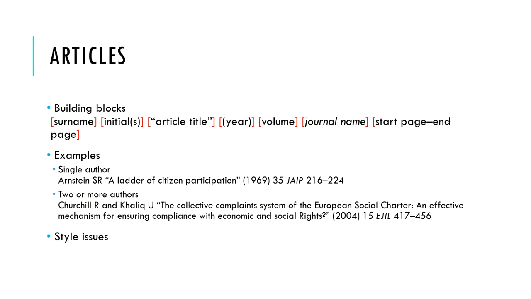Let's turn to articles. So the building blocks are the surname, initial or initials, the title of the article, and so you will see this is similar to the chapter in a book. However, this is where it starts to get different and deviates from a chapter in a book. You then include the year, the volume, sometimes even the issue of the journal, the name of the journal, and then the start and end pages. I've given you two examples again, one by a single author and one by two authors.